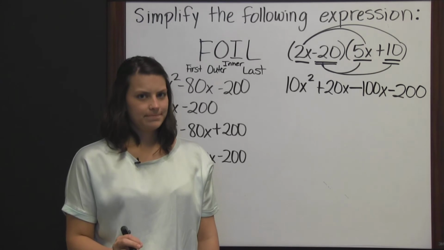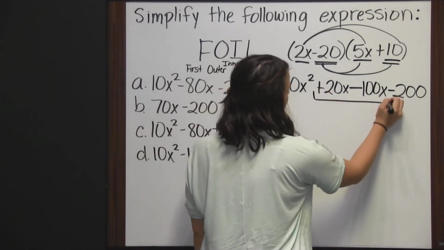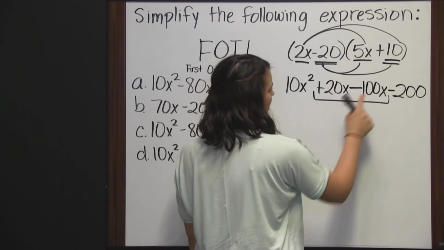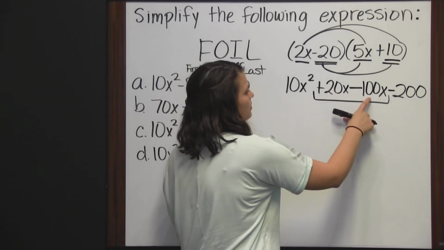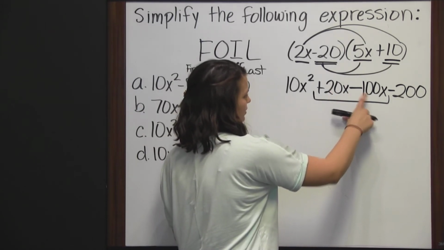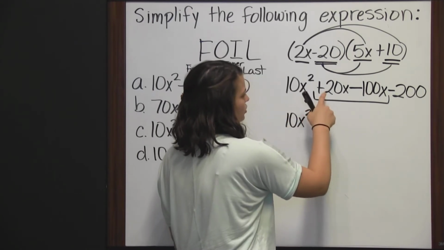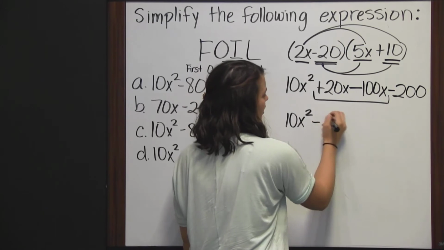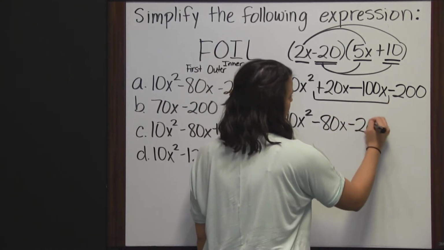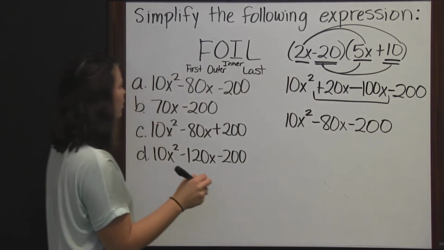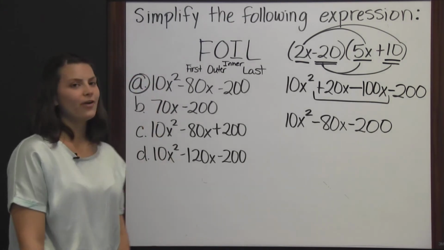We're almost done. The last thing we need to do is combine these like terms right here. 20x and negative 100x. So it's really 20x minus 100x. Bring down the 10x squared first. And 20x minus 100x would be negative 80x. Then bring down the negative 200. So looking at our answer choices, looks like answer A would be the correct answer.